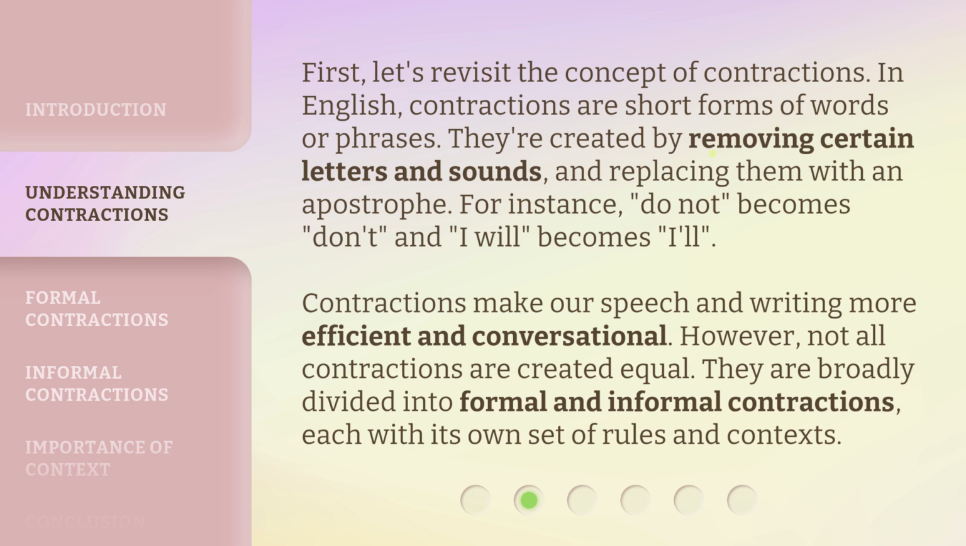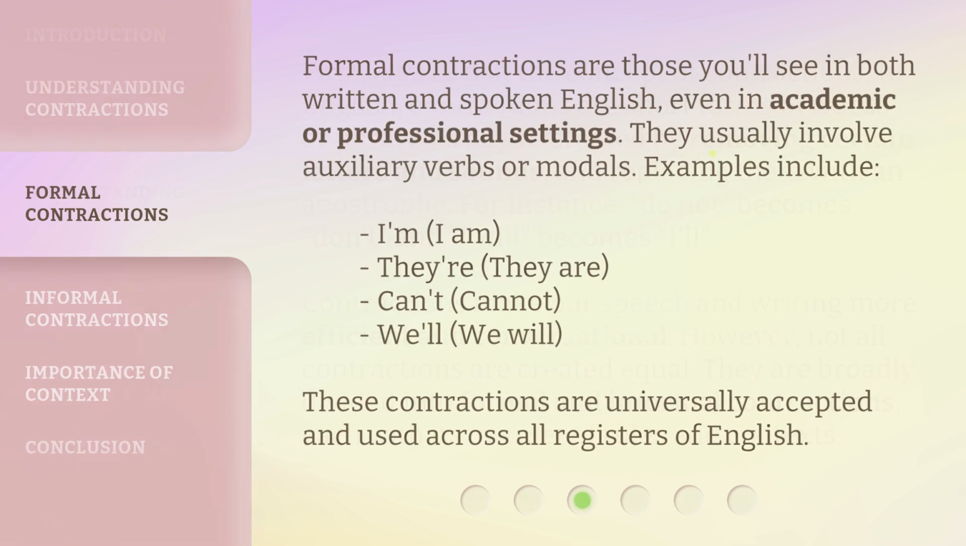However, not all contractions are created equal. They are broadly divided into formal and informal contractions, each with its own set of rules and contexts. Formal contractions are those you'll see in both written and spoken English, even in academic or professional settings. They usually involve auxiliary verbs or modals. Examples include I'm, I am, there, they are, can't, cannot, will, we will. These contractions are universally accepted and used across all registers of English.